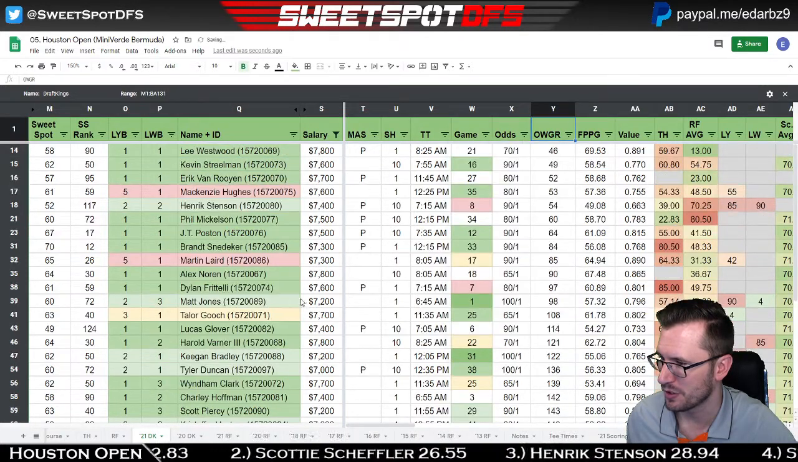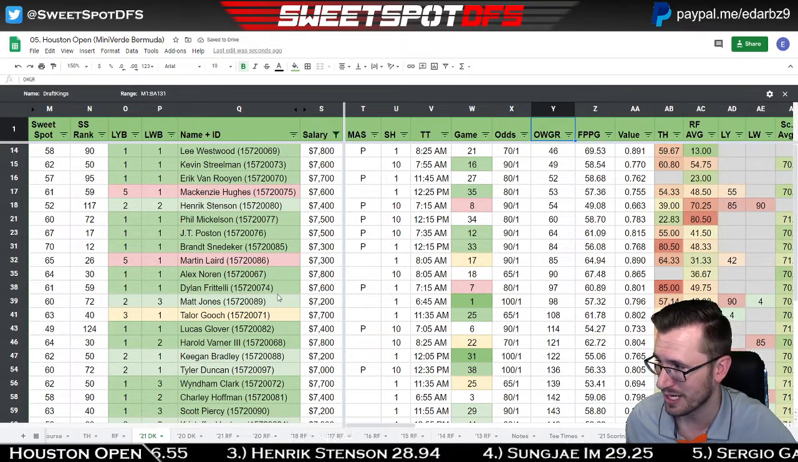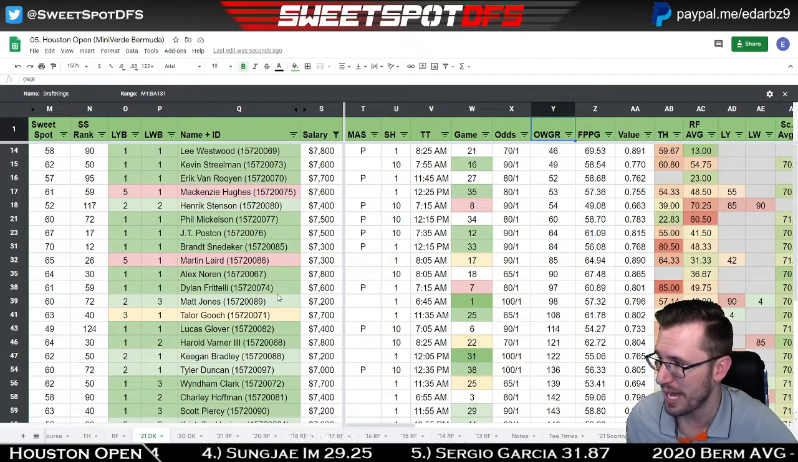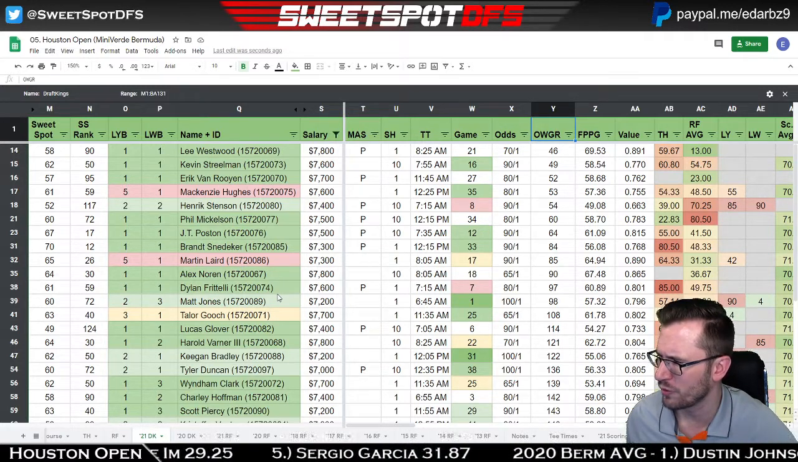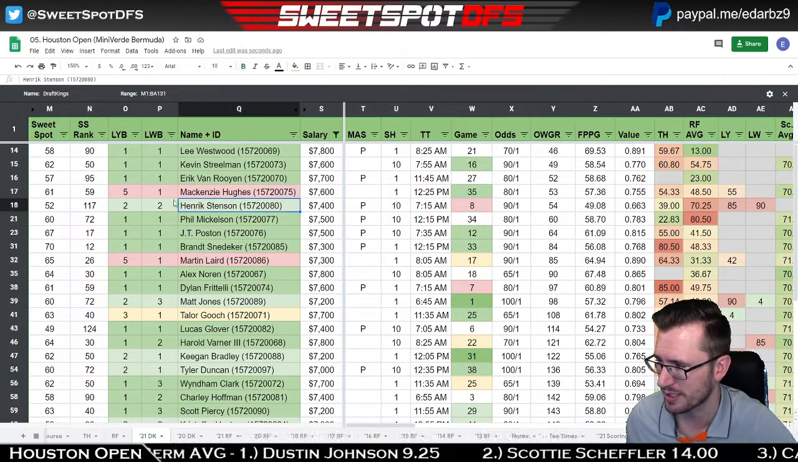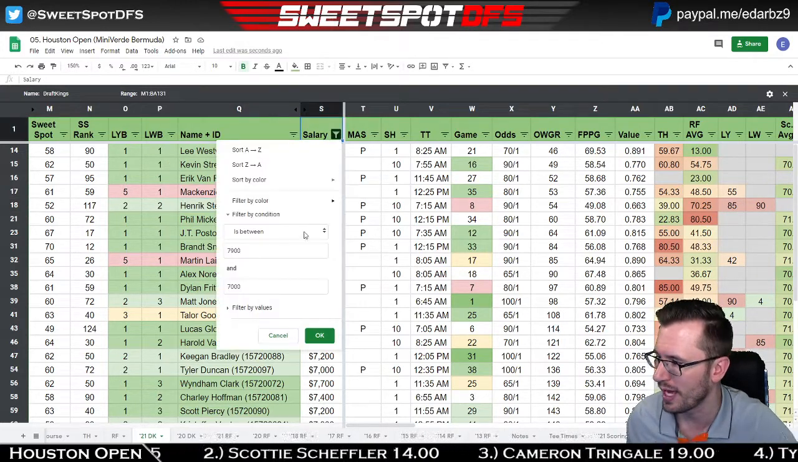is the best official world golf ranking? Lee Westwood, and his rank is not good. Followed by Kevin Streelman, which is not bad. Eric Van Rooyen, Mackenzie Hughes, and then Henrik Stenson. Those are just official world golf ranking. Henrik Stenson's not good, like with the sweet spot rank. Again, we'll see how that transpires.